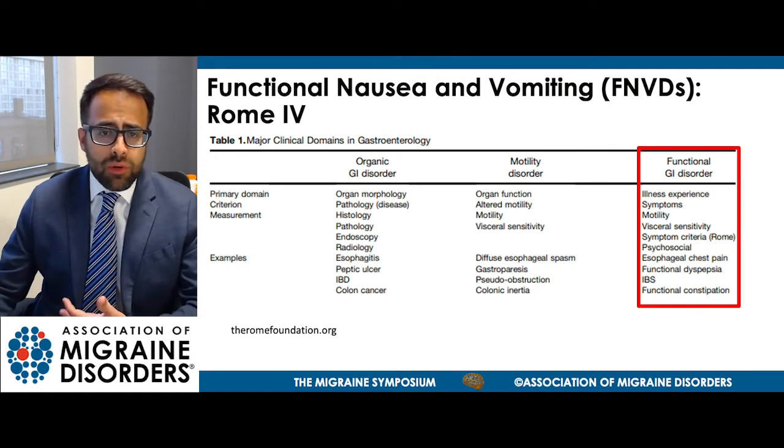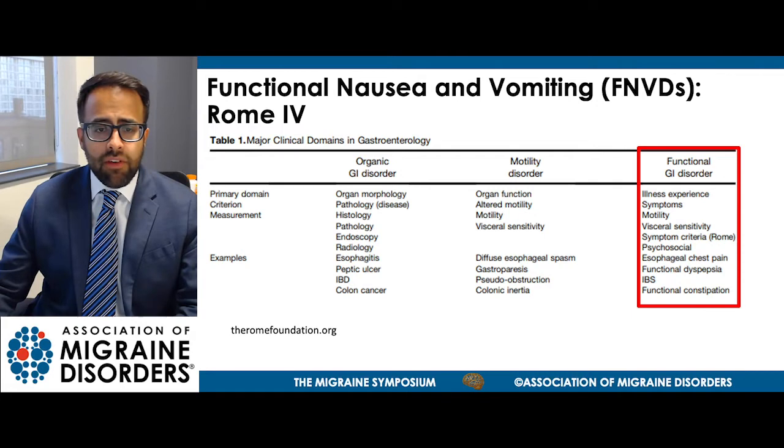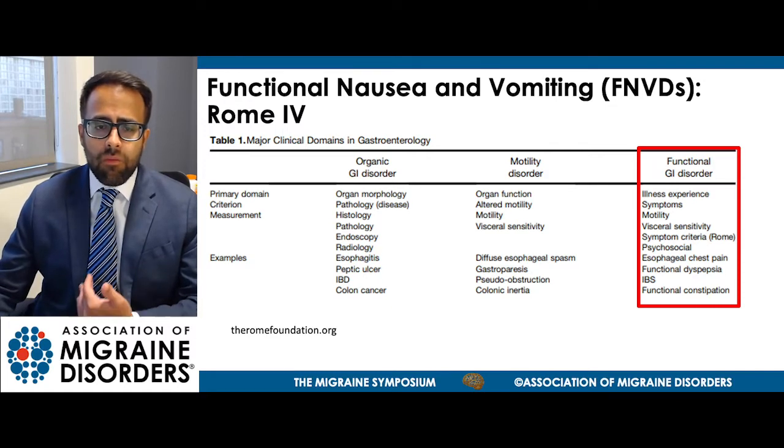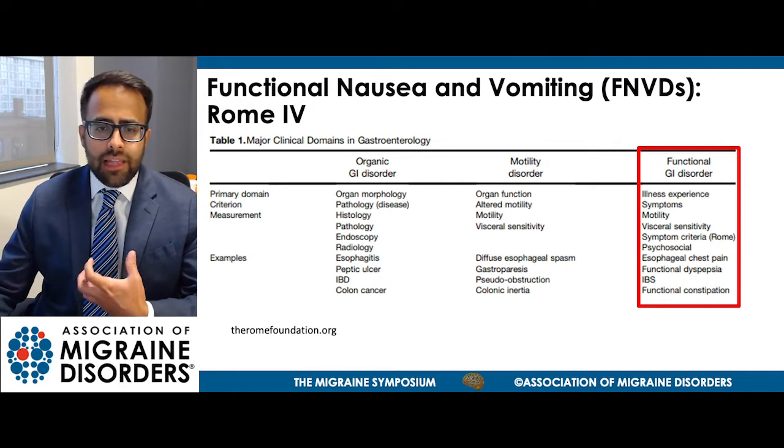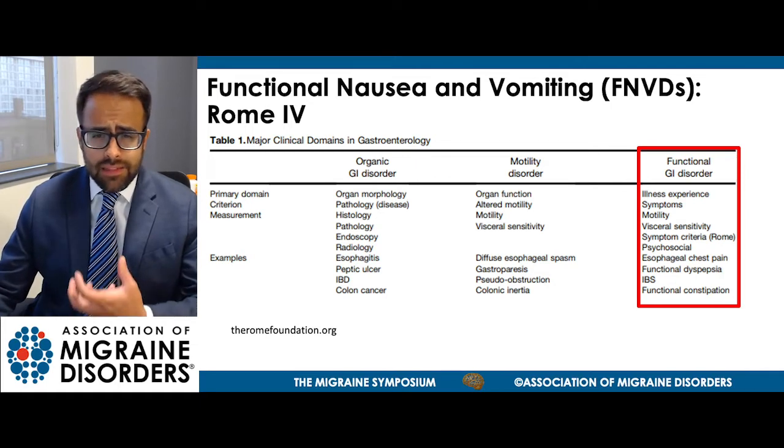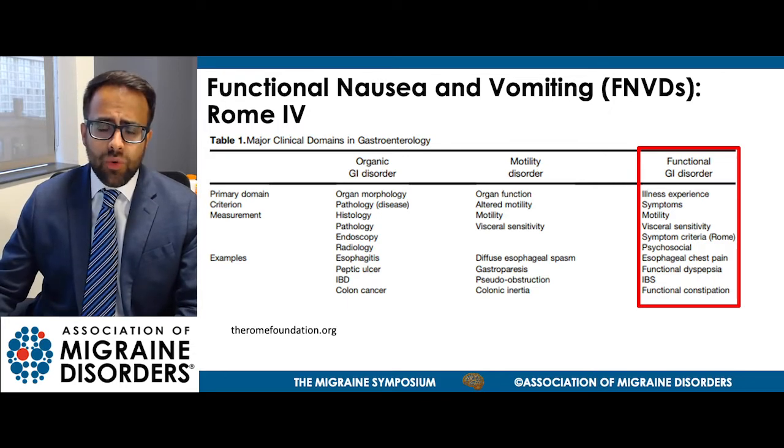The bucket that I'm going to spend more time talking about, the bucket that involves cyclic vomiting syndrome and the functional nausea and vomiting disorders, is this functional GI disorder bucket. So unlike the other disorders, they're defined predominantly by an illness experience. They're defined by symptoms versus a hard diagnostic criterion like a laboratory abnormality or an abnormality in imaging. There is a component of it that's driven perhaps by visceral hypersensitivity or autonomic dysfunction. Again, that's the link between the functional nausea and vomiting disorders and migraine. And these can include diseases that are familiar to all of us, like irritable bowel syndrome or dyspepsia.